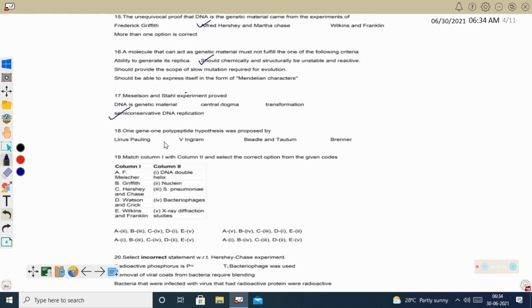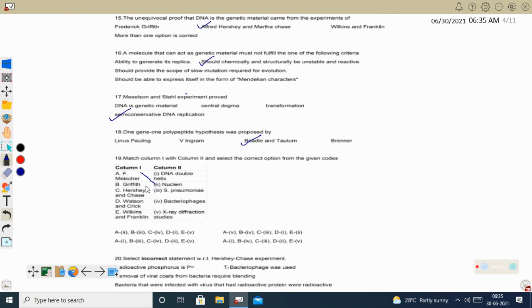One gene codes for one polypeptide; that was proposed by Beadle and Tatum. They conducted the experiment in the fungus Neurospora, which comes under the group Ascomycetes. Next question, match column 1 with column 2 and select the correct option from the given codes. Friedrich Miescher found a substance in nucleic acid called nuclein.